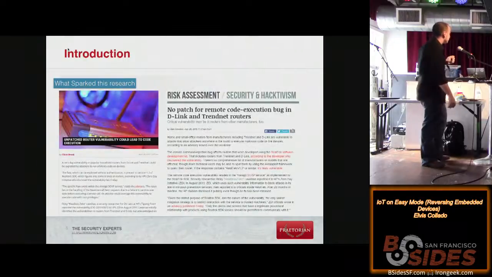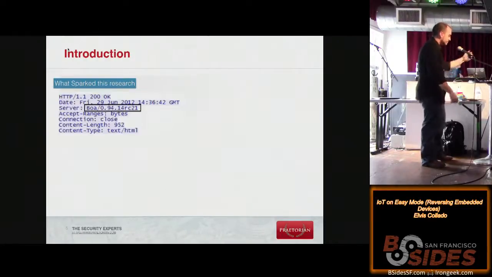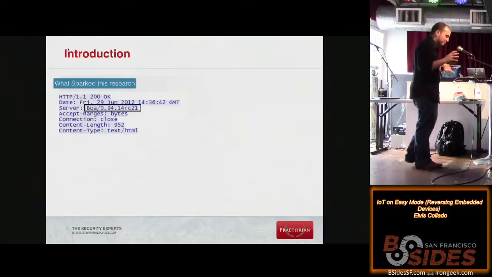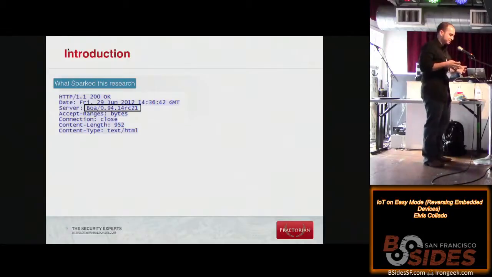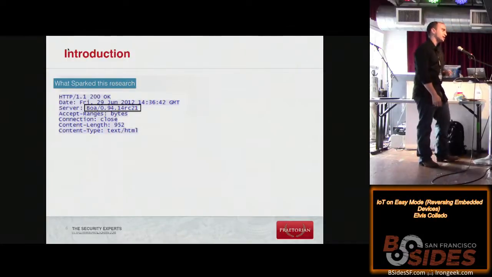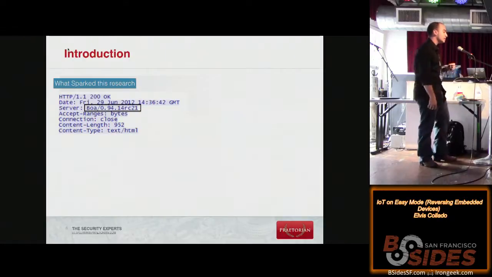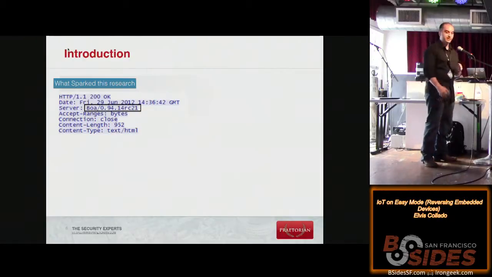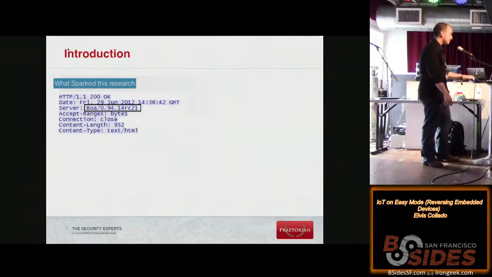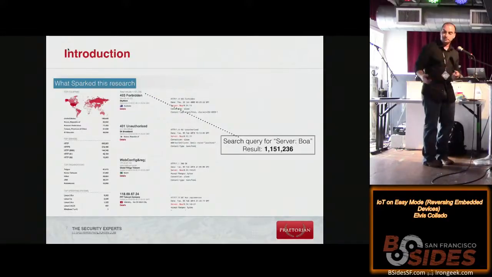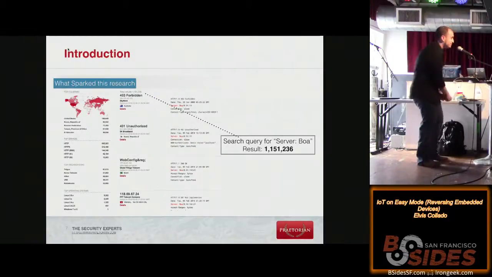So like I said, this bug that he found was a big deal. So what I did was, all right, I have this small Belkin device, and let me look for this unique string that it's responding with, which is BOA HTTP server. I was like, what is the actual attack surface for these type of devices? I've never been to somebody's house where they're like, hey, check out my modem that's connected directly to the internet. No. But just like everyone else that does research, we go on Shodan, look for server BOA, and we have over a million results.